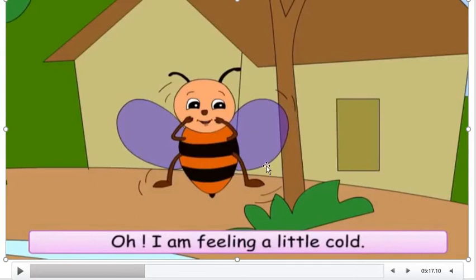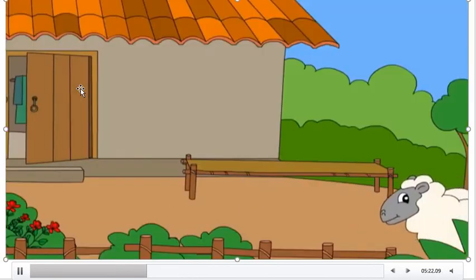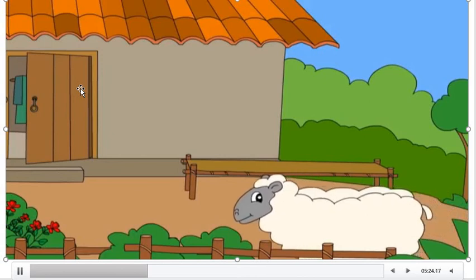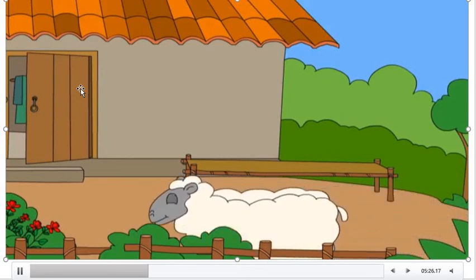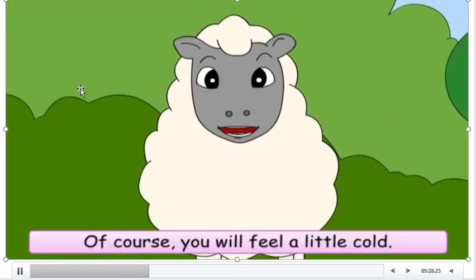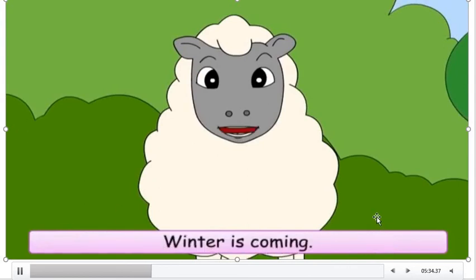And now students, you can see that the honeybee is saying that I am feeling cold. So now when do you feel cold, students? In summer season? No, we don't feel cold in summer season. Then when do we feel cold, when the weather is cold? The sheep says, of course you will feel a little cold. Why does she say so?